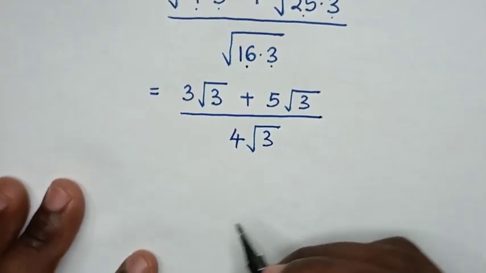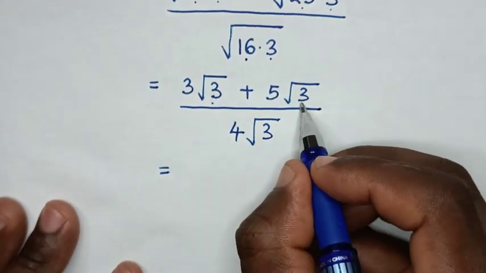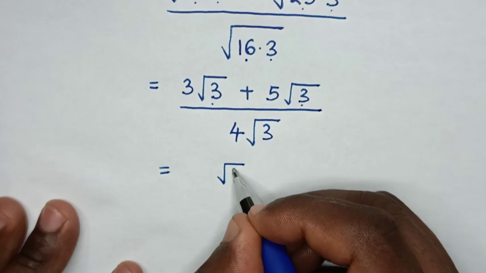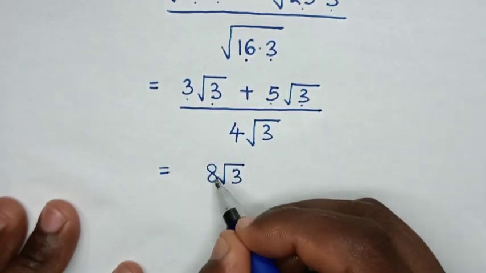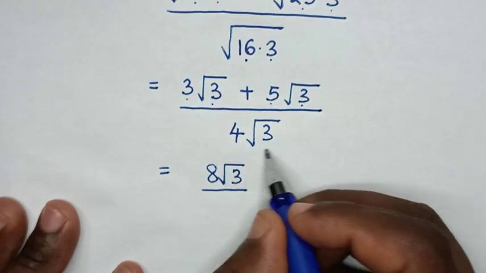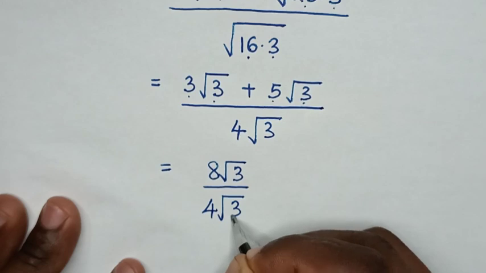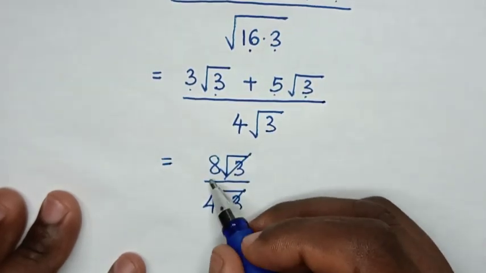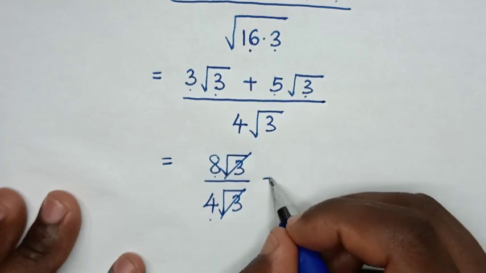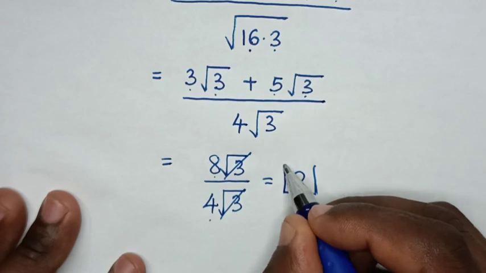In the next step, it will be equal to, in the numerator, square root of 3 is common. So it will be square root of 3 times 3 plus 5, which is 8, then over this 4 square root of 3. Then to simplify, this and this will cancel. So, 8 over 4 is equal to 2. So, this is our final answer.